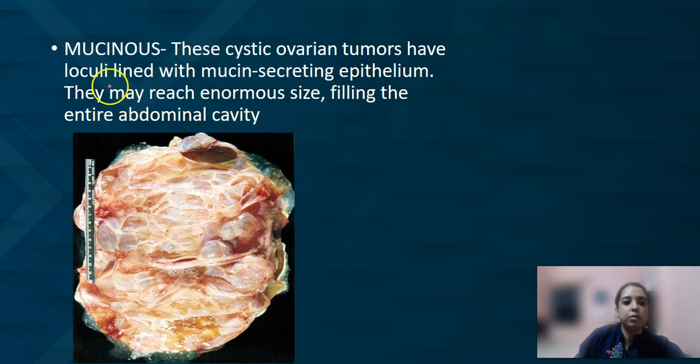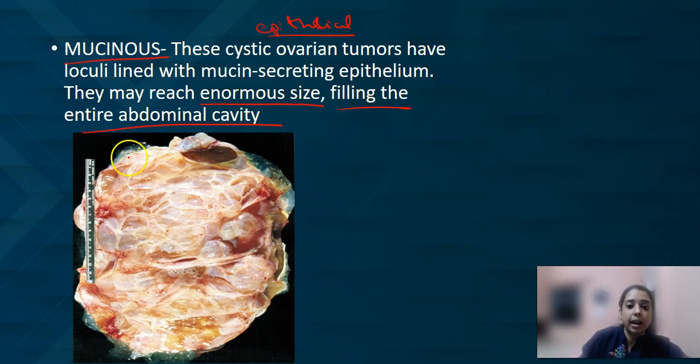Mucinous is not the second most common, but is a kind of epithelial tumor. The typical feature is they are huge, enormous. The question will tell you they are enormous, filling the entire abdominal cavity, and there are multiple follicles. Can you see this gross specimen? Multiple mucin-filled follicles are there. So this is a mucinous tumor.